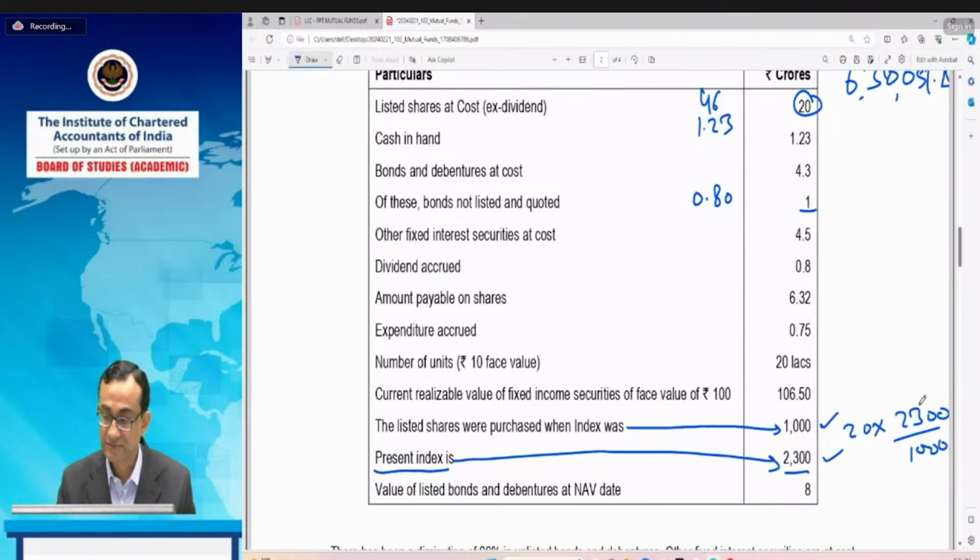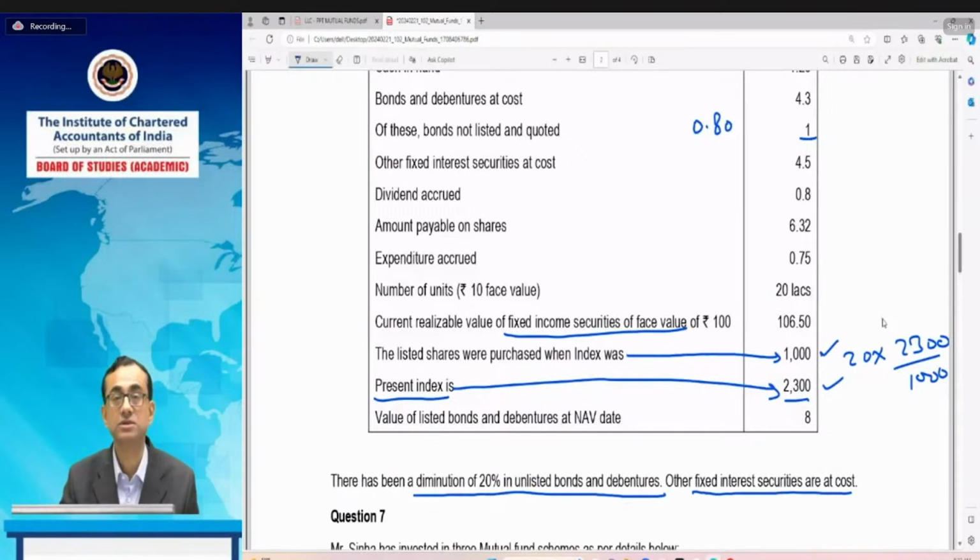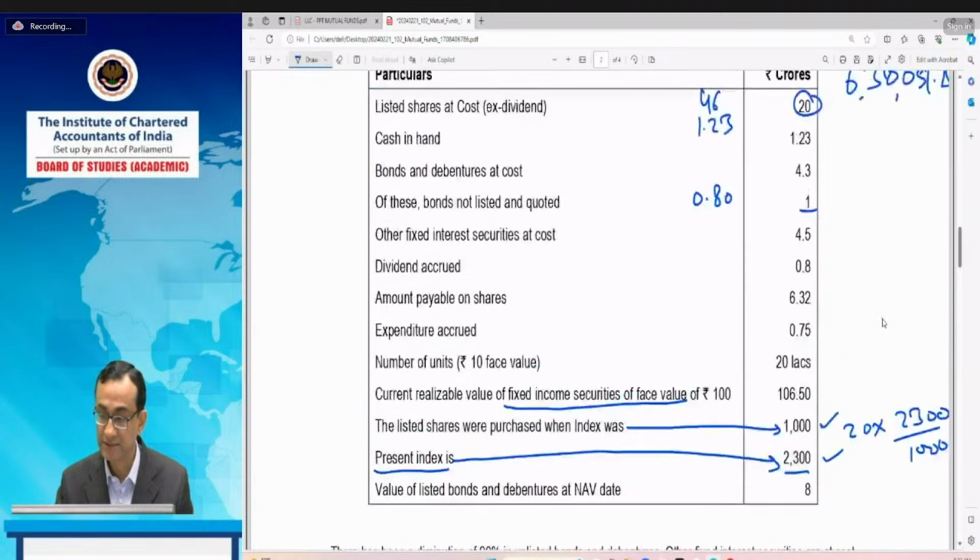Again, fixed income securities at cost is given, but in the question, let us see what realizable value of fixed income securities is given. But at the end it is also given that fixed income securities are at cost. So we will take this figure at cost only while calculating the NAV. So fixed income securities 4.5 will be written as it is.